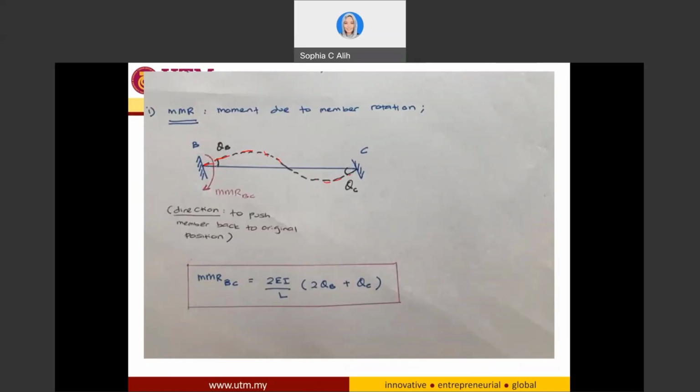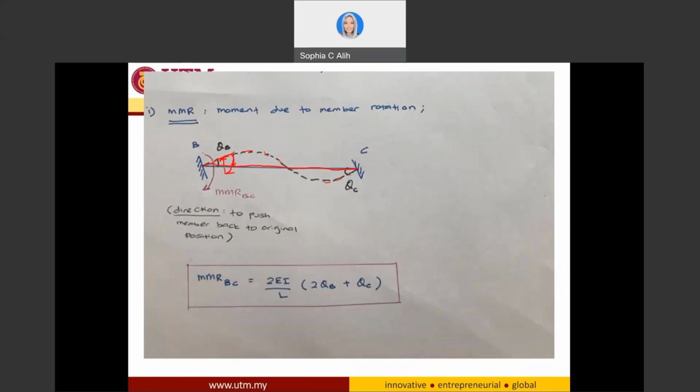So if originally I have my beam in this direction and it rotated to this angle, in other words, the angle of rotation is counterclockwise. So the moment due to member rotation is going to try to push this member back to its original position. So in other words, I will have a moment due to member rotation in the clockwise direction.